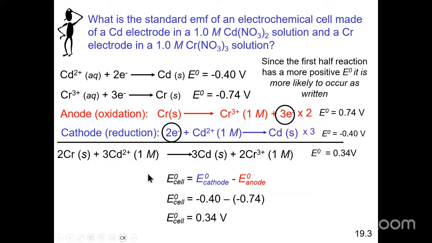Admittedly, this might be easier, but you have to be careful, because if you're using this method, you have to make sure you correctly identify which of the two electrodes is the cathode and which is the anode. The cathode is where reduction takes place, and the anode is where oxidation takes place. Once you identify those two, you can plug those numbers into that equation, and that will give you the standard EMF of that particular cell.